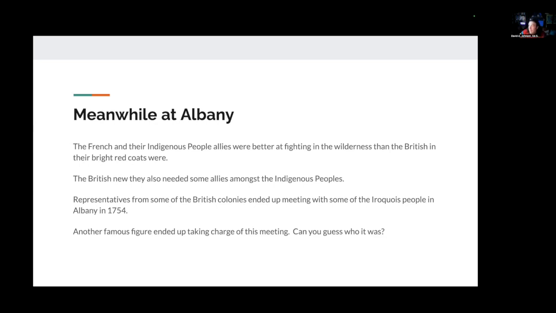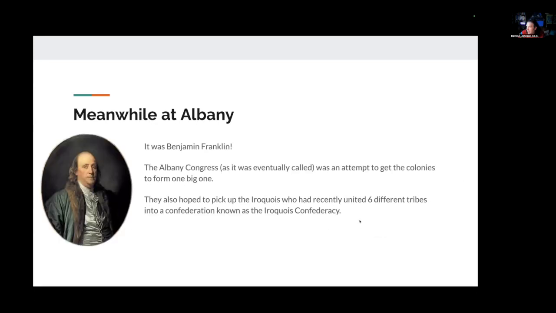And another famous figure ended up taking charge of the meeting that I'm referencing here, and that would be Ben Franklin. We had the Albany Congress here, and it was an attempt to get the colonies to form one big one and include some of their native allies. They were hoping to pick up the Iroquois, who had recently united 6 different tribes into something we've already discussed, the Iroquois Confederacy.